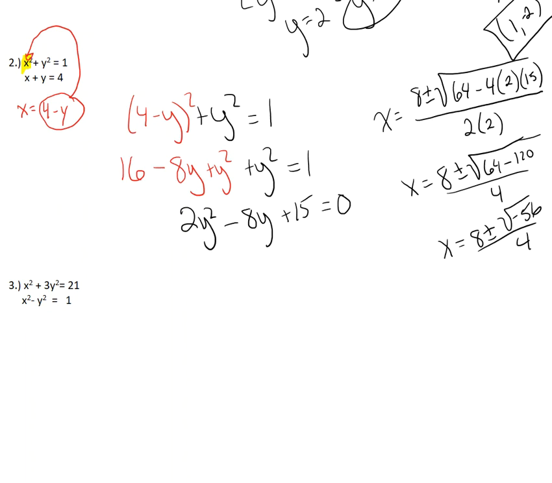Now, what you'll notice right away, hopefully, is that the square root is a negative number. That would imply that's an imaginary number. So, therefore, since it's not going to intersect, we would actually get no solution for this.